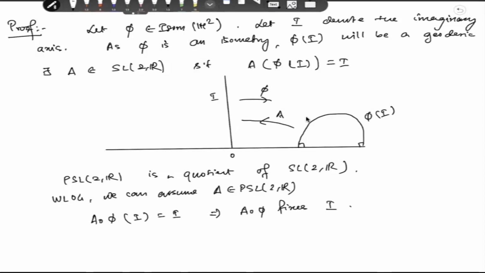Also note that PSL(2,R) is a subgroup of the isometries of the upper half plane. This we have seen in some previous class. Therefore, A compose phi is again an isometry of the upper half plane, since we have taken phi to be an isometry and A is an isometry. Now this A compose phi fixes the imaginary axis.